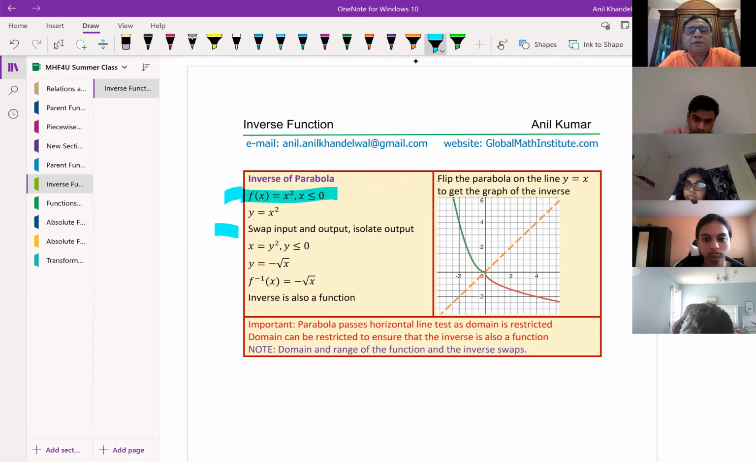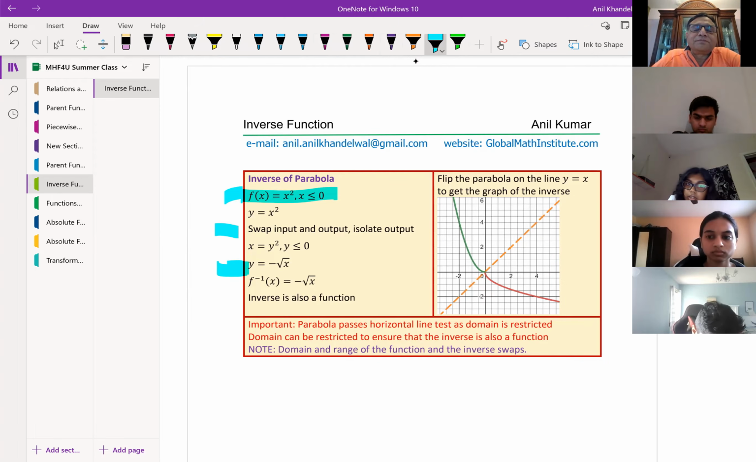Algebraically, I have done here. Swap input output, isolate the variable. x equals y squared. Then I wrote here y equals minus square root of x. Why did I write minus? Tell me. Explain this part to me. And that is the graph, which is the correct answer.